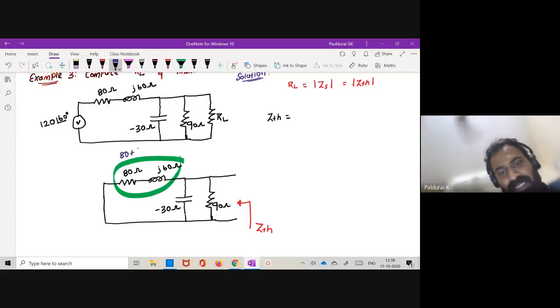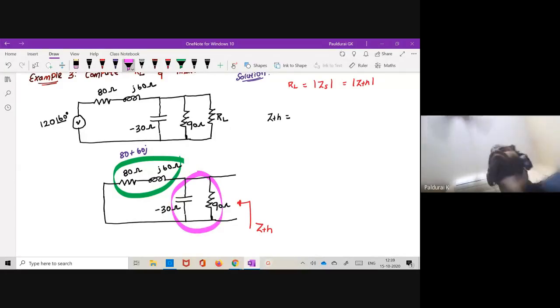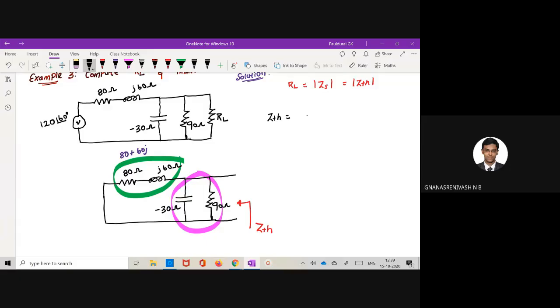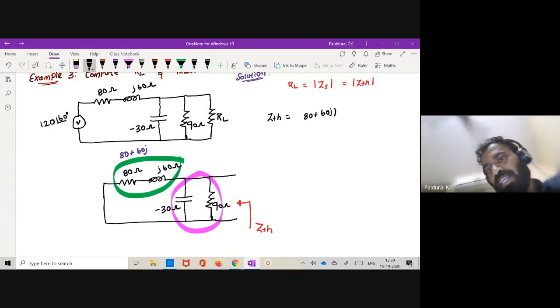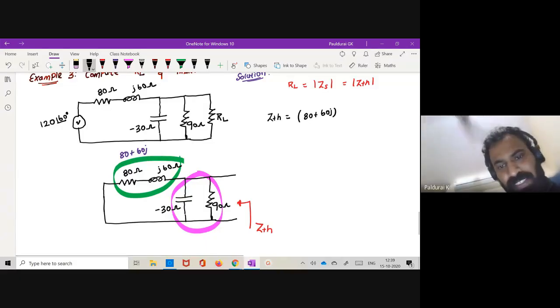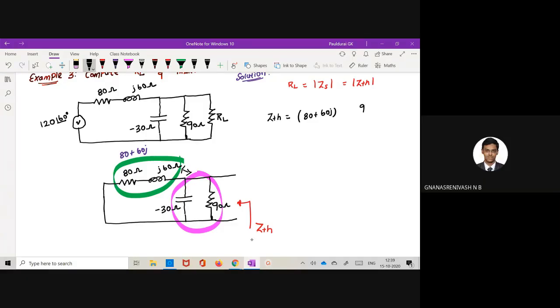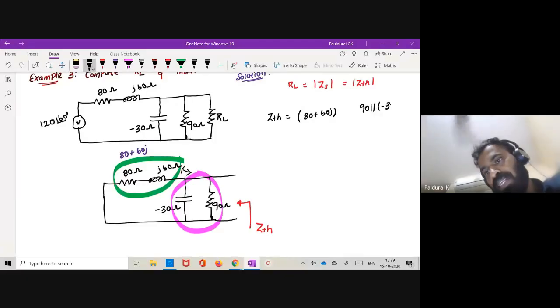80 plus 60J. What about others? Are you there? Okay, 80 plus 60J. How are these two connected? Parallel. So what is the equation? 80 plus 60J, and these two are connected in series: 90 in parallel with minus 30J. So 80 plus 60J is in series with the parallel combination of 90 and minus 30J.